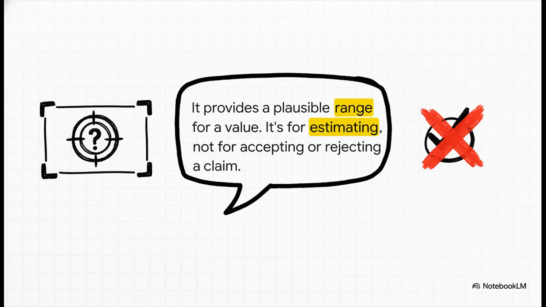So, here's the bottom line. A confidence interval gives you a plausible range. It's your best guess, plus or minus a bit. It answers the question, okay, where do we think the true value probably is? It absolutely does not answer, is my theory right or wrong? For that, well, we need a whole different tool.